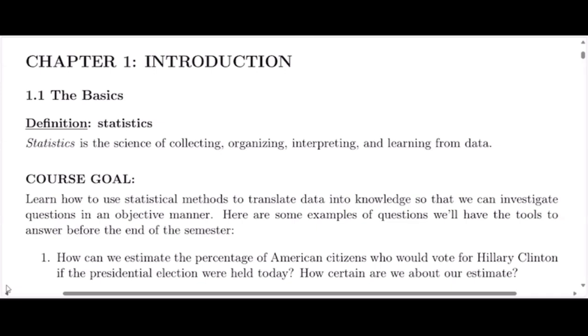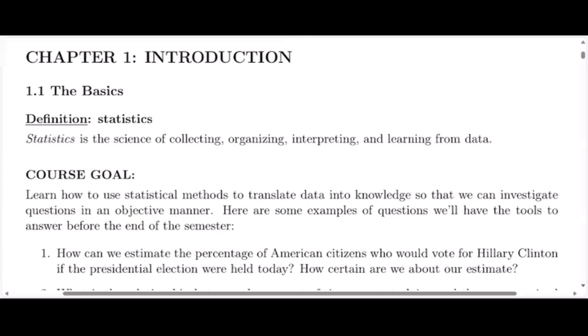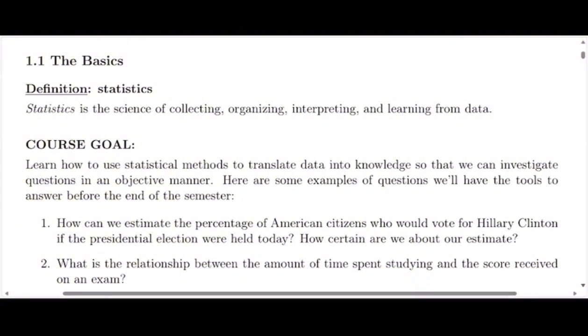So that's exactly what we mean. Now, I think you understand the definition of statistics now: collecting, organizing, interpreting, and at the end of the day, when you do all of that, we want to learn from data. Now the course goal. What is the goal of statistics?